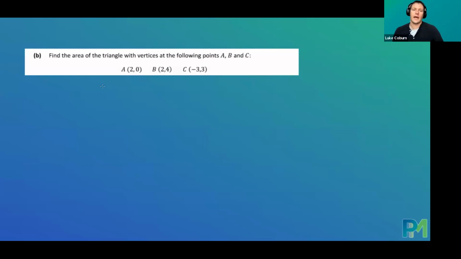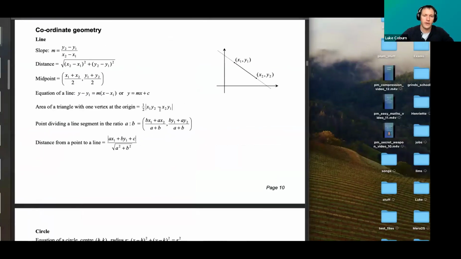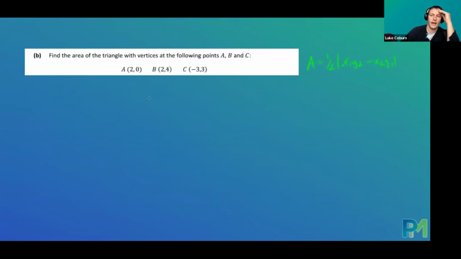So this is the last one we'll do, and then we'll call it a day. So find the area of the triangle with vertices at the following points. Okay, so the points here are 2, 0, 2, 4, -3, 3. The formula we want to use is the area of a triangle formula, x1 y2 minus x2 y1. So I'm just going to write that down straight from here. Okay, so what I need to do is go through and write down all the points. 2, 0, 2, 4, and -3, 3.